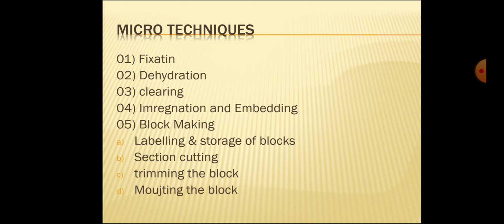After embedding, block making is another process in which the block is formed with the help of paraffin. This process is known as casting of the block or block making. For block making, the steps are: first, fill the mold or L piece with molten paraffin wax. Then place the impregnated tissue in the mold and orient it according to the plane of the section needed.